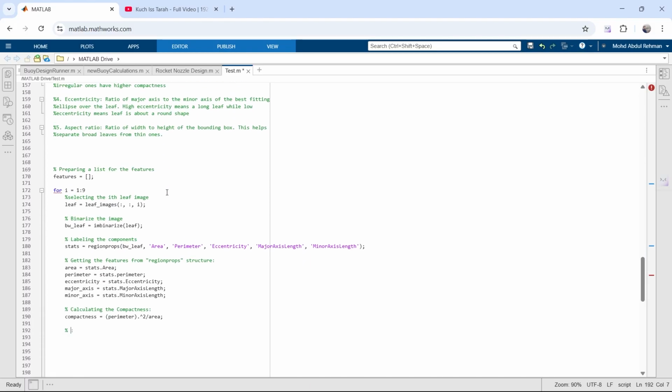Calculating aspect ratio. Let's call it aspect ratio equals simply major axis by minor axis. Major underscore axis divided by minor axis.